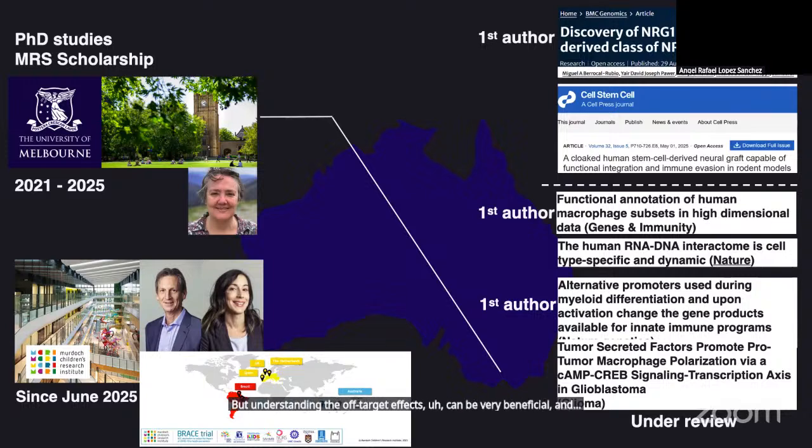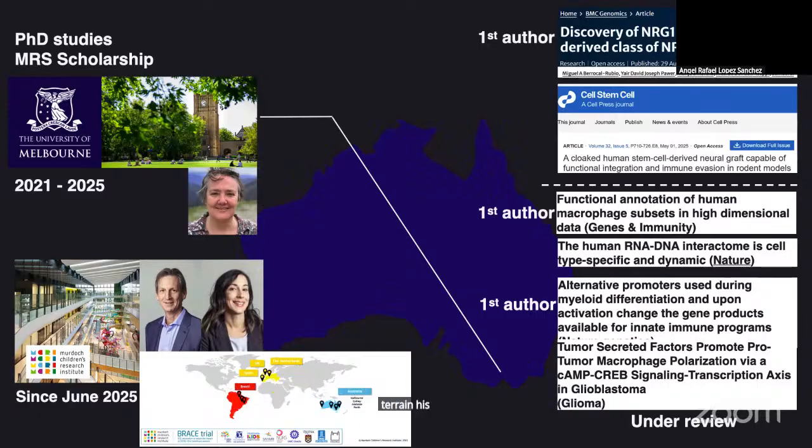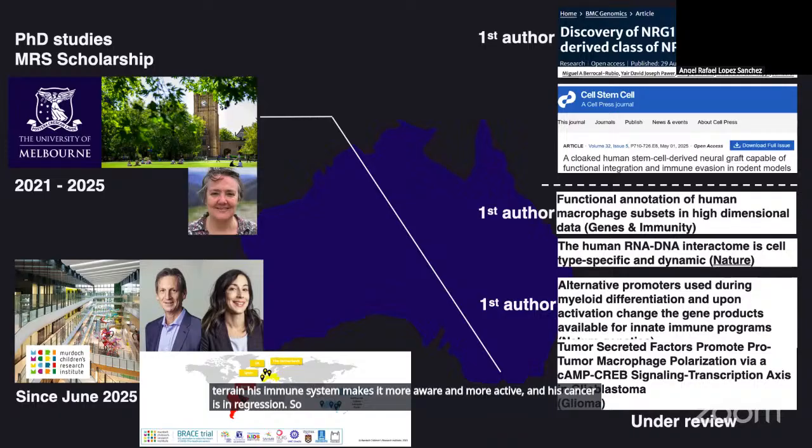By chance, one of my friends sadly developed bladder cancer, and his therapy is this vaccine. So his therapy for a cancer is an attenuated bacteria that helps train his immune system, makes it more aware and more active, and his cancer is in regression. So understanding these fundamental questions of science can also save lives and have applications.